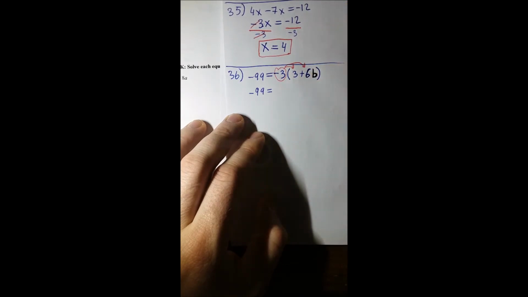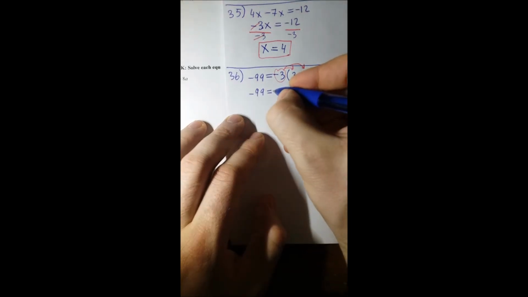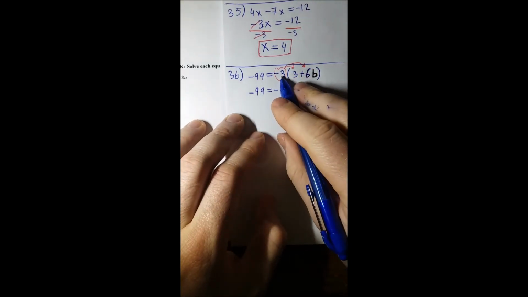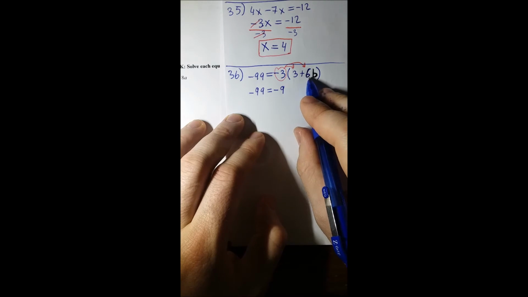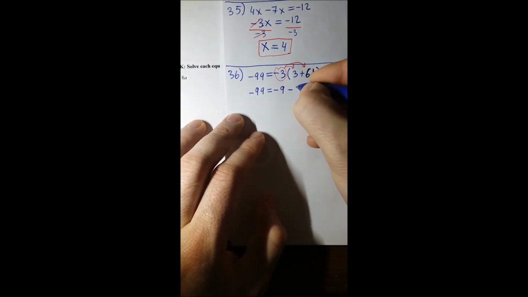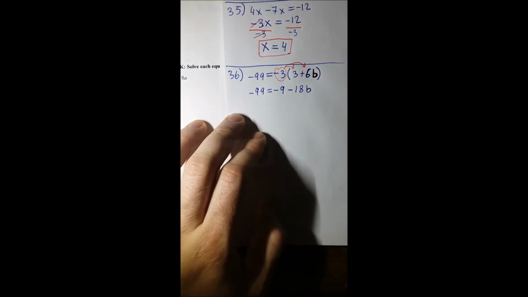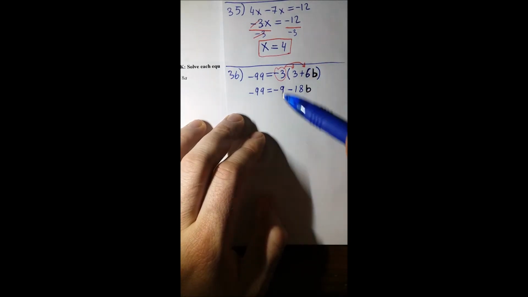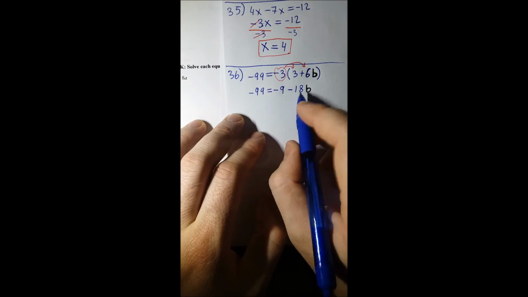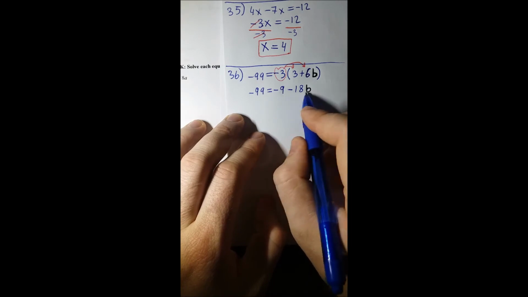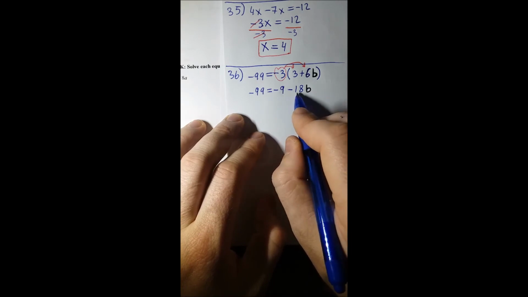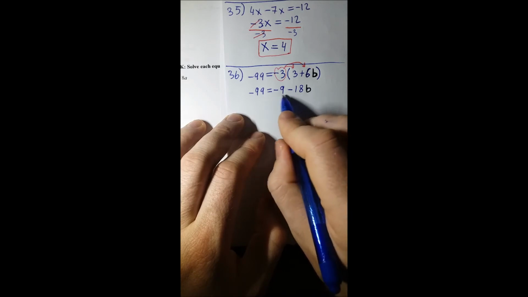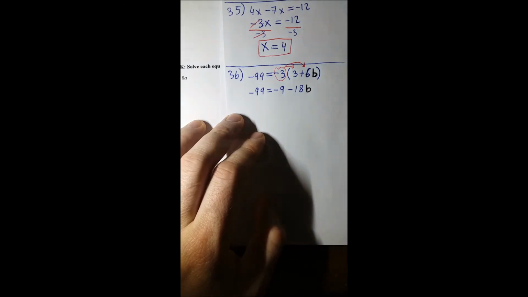Okay, so now negative 3 times 3 is negative 9. Negative 3 times 6b is negative 18b. Again, b will be written down in a different color. Now, we cannot combine negative 9 and negative 18b because they are not like terms. This is a term with a b variable, and this one has no variable. So that needs to be yanked out.